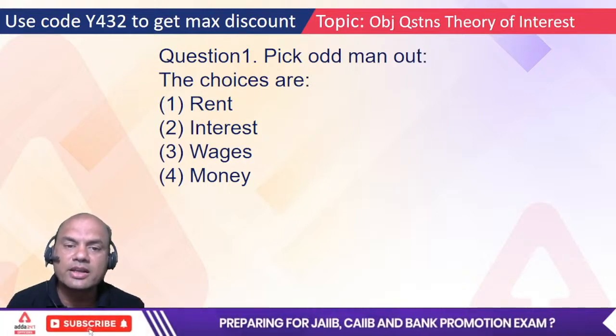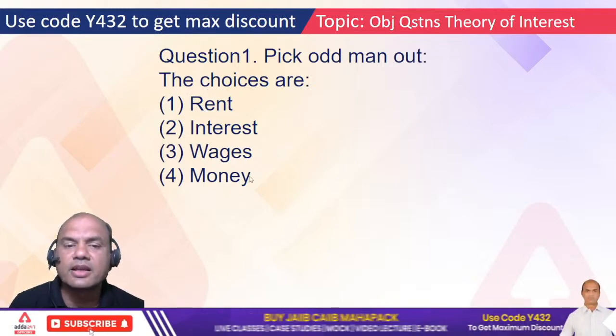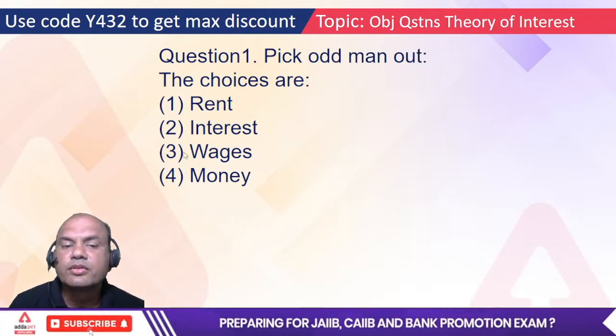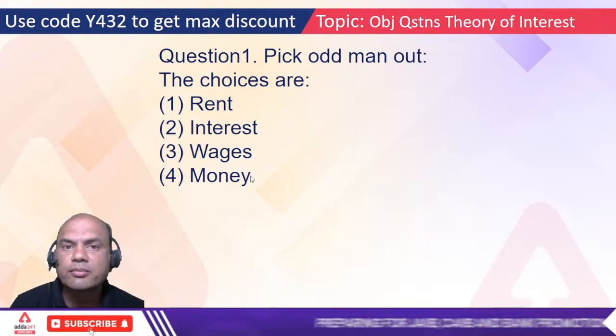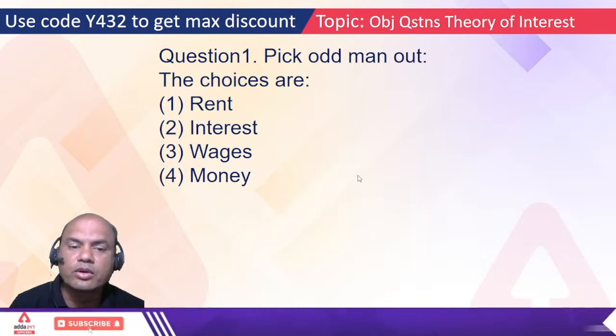And what are you doing? Yes, some of you have started writing. Yes, answer is correct. Yeah, the answer is, which is the answer? Wages or money? People have got stuck between 3 and 4. So the correct answer is 4, money.